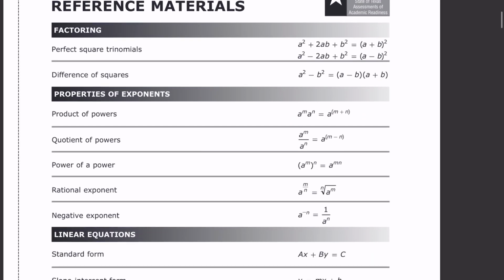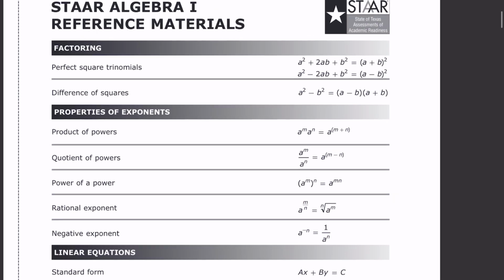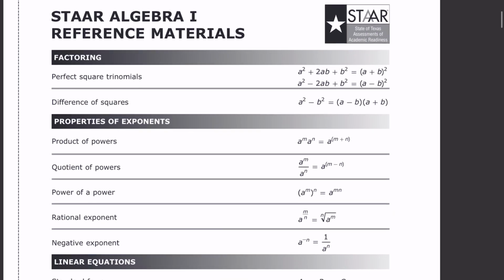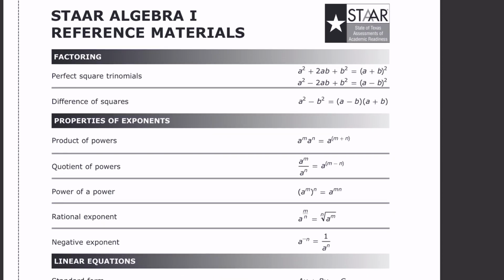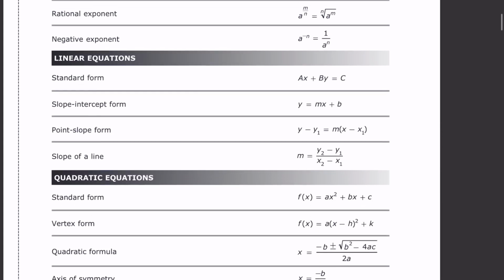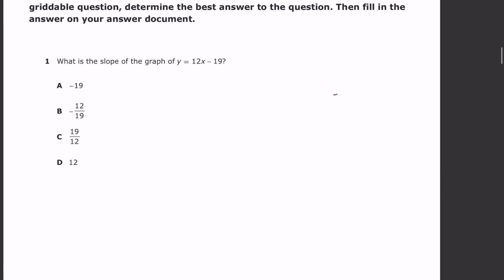So we are given the reference material for STAAR Algebra 1. What is the reference material? It is about all the formulas, factoring, properties of exponents, linear equations, quadratic equations, all those are given. So for reference, whenever you need, you can go and check out there.